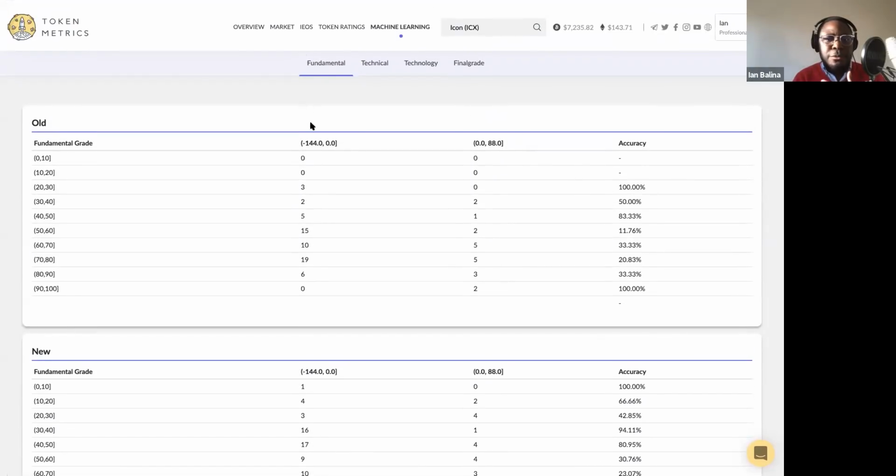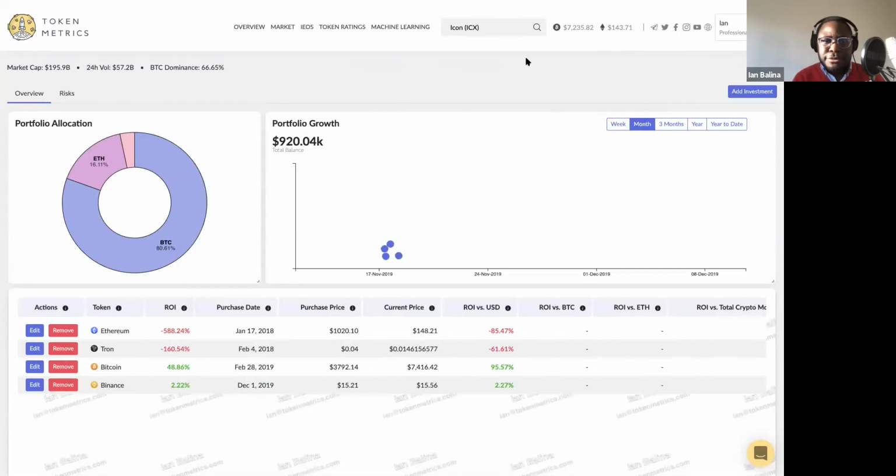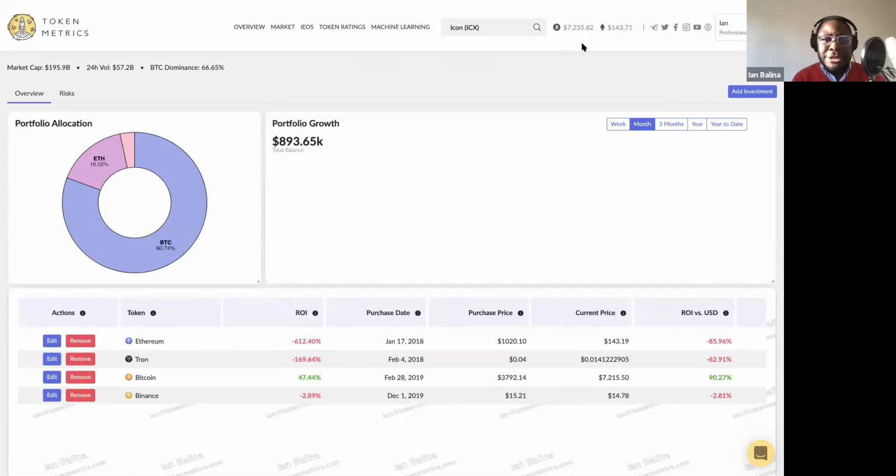So stay tuned. We'll be putting out this new update by this month. We'll also be making updates to the portfolio page. We do understand not everybody has access to this page. There are some issues, but stay tuned. We'll be launching a new version for this by this week.